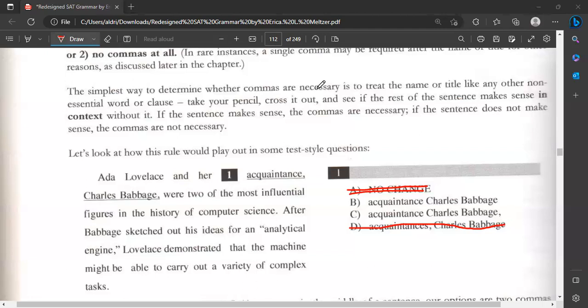If you say Ada Lovelace and her acquaintance were two of the most influential. So if you remove Charles Babbage, that's another reason why A is wrong. If I take my explanation and extend it to A, can you guys see that the first one just implies that Charles Babbage was Ada Lovelace's only acquaintance? If we remove this part, can you guys see that?